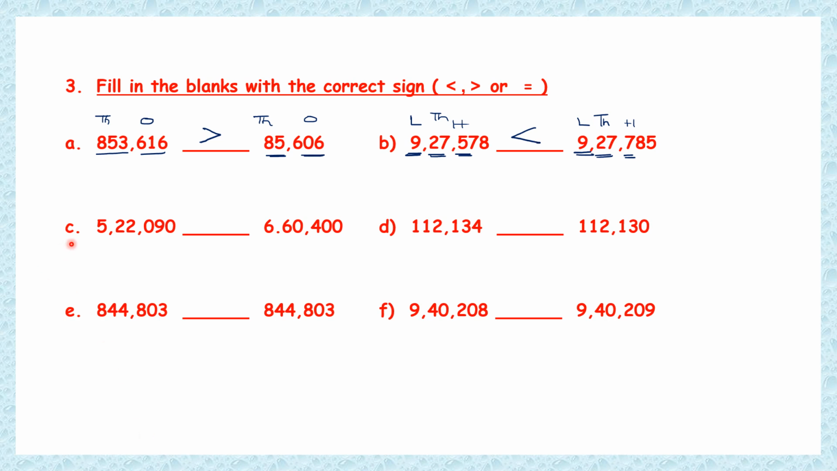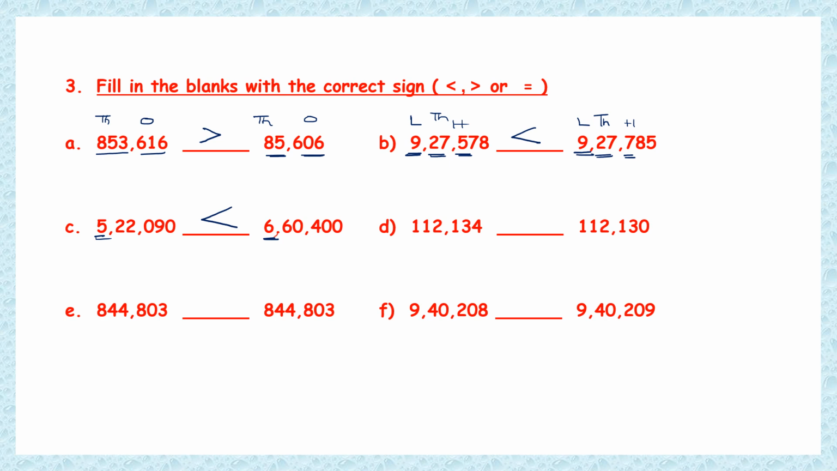Let's look at question C. So again here we have a 6-digit number and a 6-digit number here. Since both are 6-digit numbers, let's look at the number at the extreme left. Here we have 5 and here we have 6. So which is greater? The number that begins with 6 is greater.